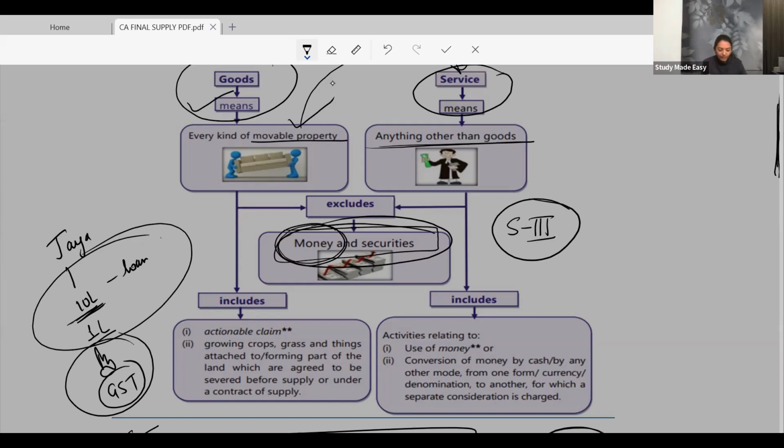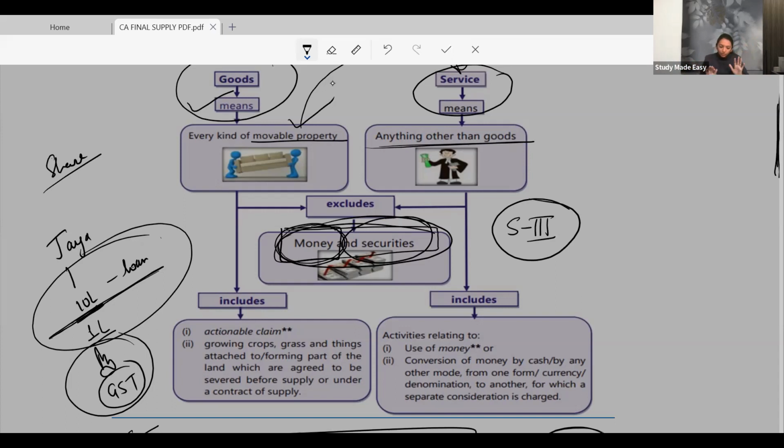So first of all, are you getting this? Money is neither good, money is neither service. So a money related transaction is neither supply of goods nor supply of service. But if you charge a certain consideration for this money, that consideration will be liable to GST. Are you getting this? Now, ma'am, what about security? Exclusively they are saying security is neither goods nor service. That means suppose I sold my shares to Lakshmi. This is security. Neither goods nor service, no GST.